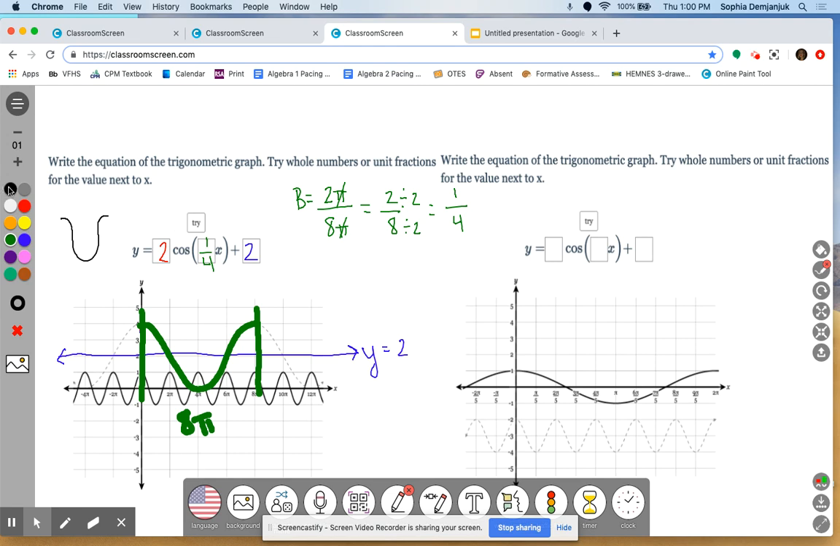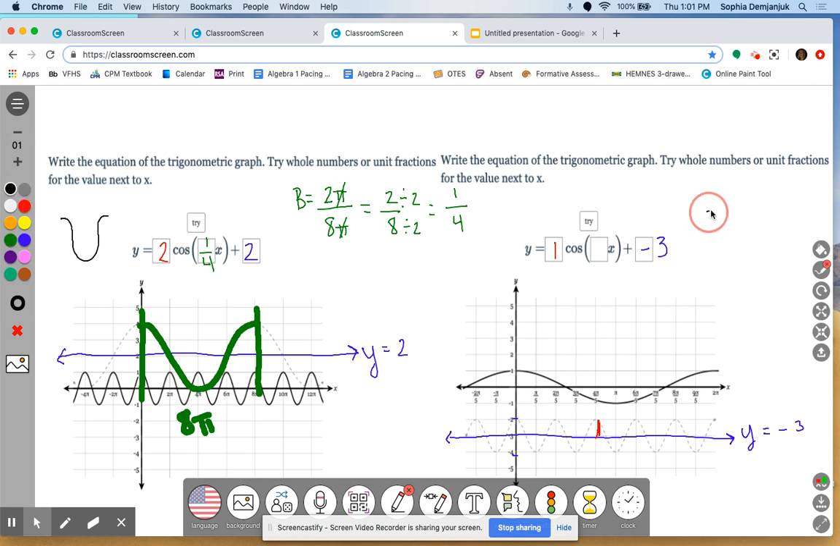And then for my last example, I'm going to start by finding the midline of my graph. I can see that the maximum is at -2, the minimum is at -4. So right in between, I have a midline of -3. -3 goes on the very end of my equation. I need to find the amplitude going from the midline to the maximum. It was just 1 unit. So 1 stays in front of the cosine.